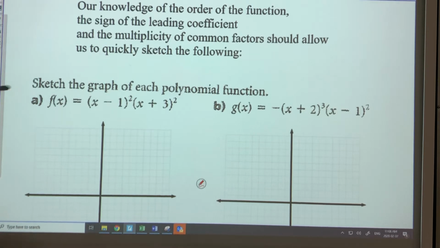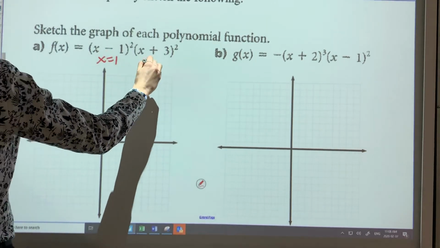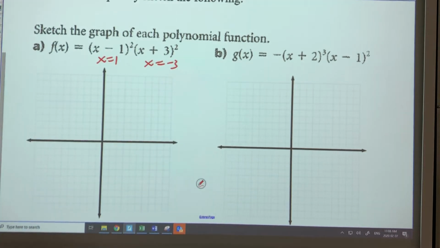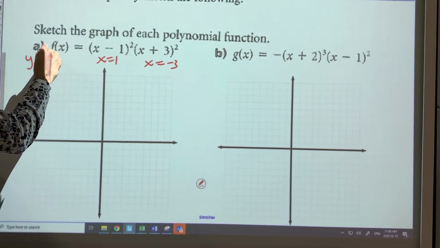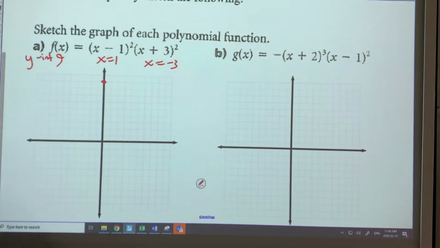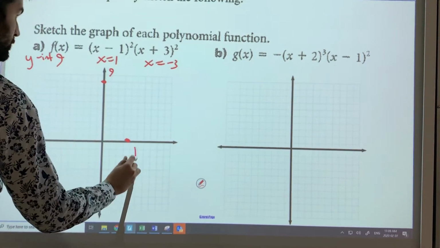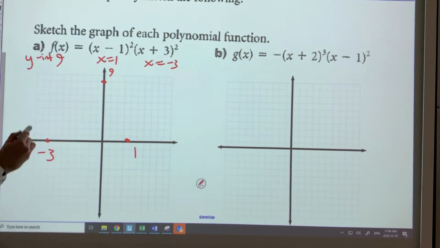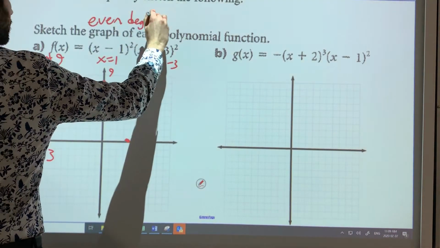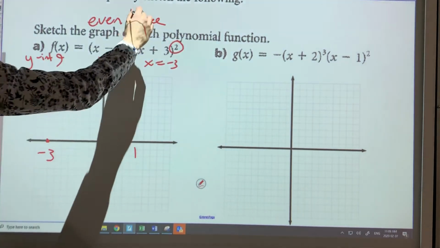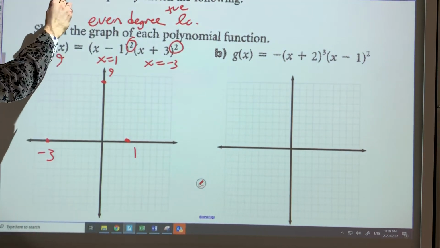So there's 2 examples. They say sketch these. So x-intercepts at 1 and -3. What's the y-intercept? I'll just tell you it's 9. Y-intercept is 9. So let's just go ahead and do a quick sketch. We got an x-intercept at 1, so this is 1. We got another one over here at -3. This is an even degree. If you add up the exponents, it's a degree 4, and it's a positive leading coefficient. So we're expecting end behavior that looks like this.